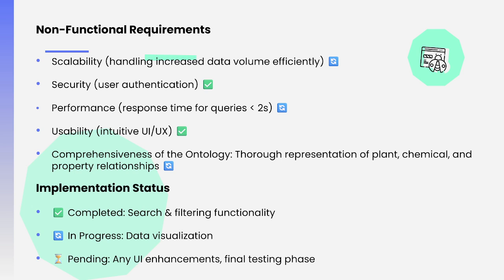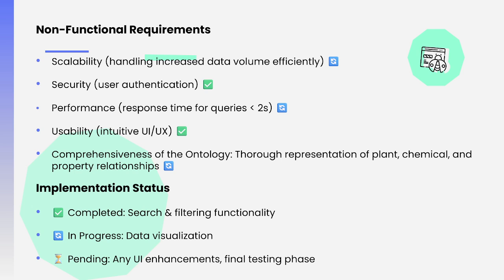And the performance: the system should provide fast response times for all user interactions, with queries returning results in less than 2 seconds. So this is in progress, as the system is being optimized for speed. And the next one is usability. The system should have an intuitive and user-friendly interface. This has been completed with a clean and responsive design that ensures ease of use for researchers.